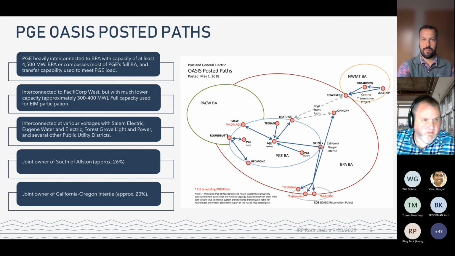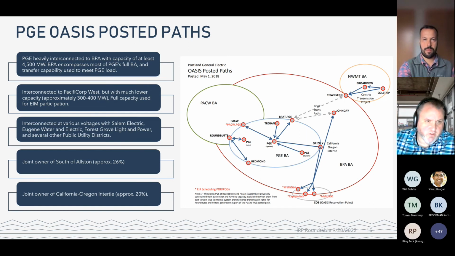And Bonneville has the lion's share, and then PacifiCorp has a smaller amount. It varies between seasons, summer and winter. The 26% is the wintertime value. In the summertime, it's less. It's about 22, I think, percent. And then there are some clauses in there where if something happens to increase the south of Alston capacity above a certain point, then capacities would get reallocated.